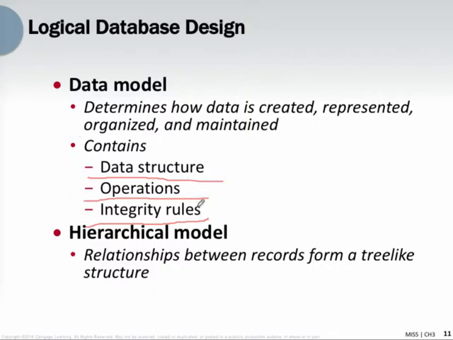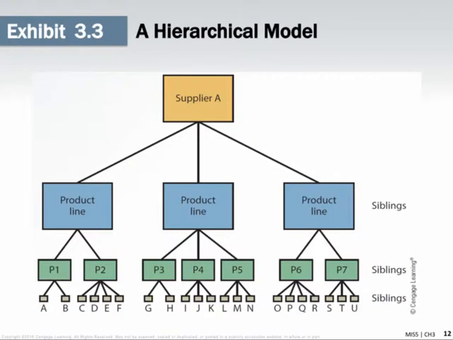One model is a hierarchical model. This refers to a tree. Think of it like an organizational flow chart, and we'll take a look. In this model, data items are called nodes. So if we look, this is a node. This is a node here.